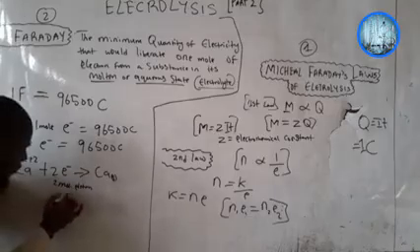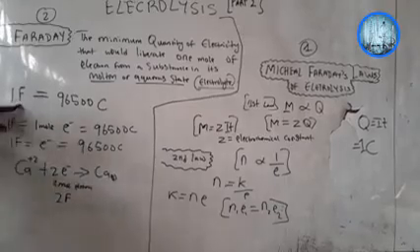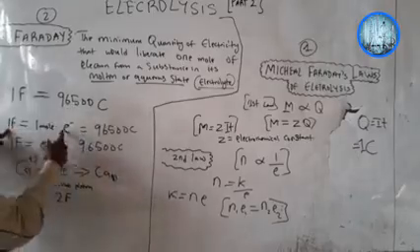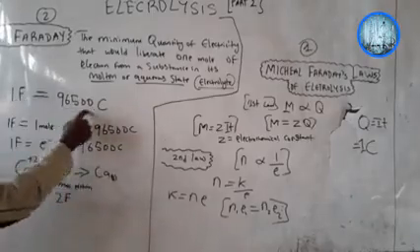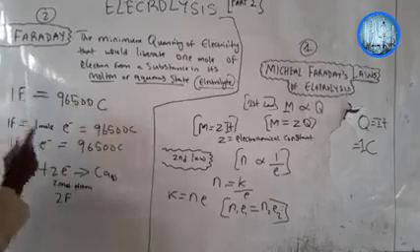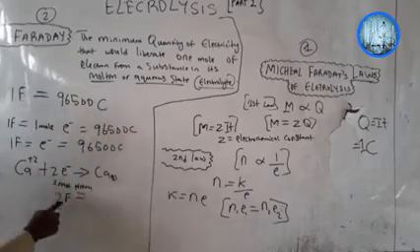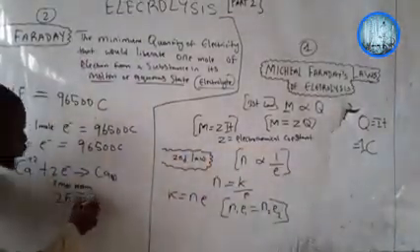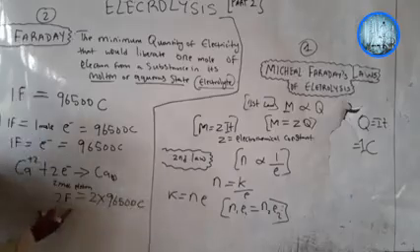Since we have 2 moles of electrons, that is 2 moles of Faraday. What will now be the implication? 1 Faraday is equal to 96,500 coulombs, and 1 Faraday is equal to 1 mole of electrons. So we have 2 Faraday here. What quantity of electricity will these 2 Faraday be equal to in coulombs? 2 multiplied by 96,500 coulombs of electricity.